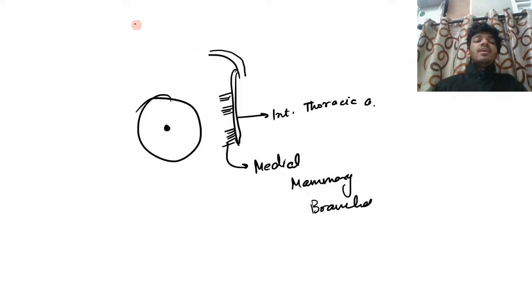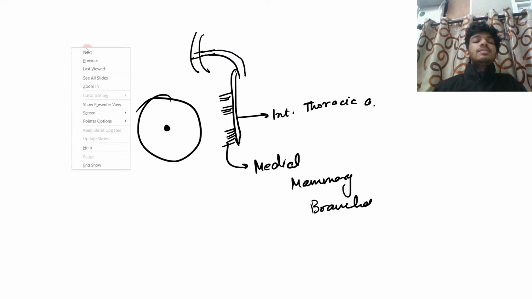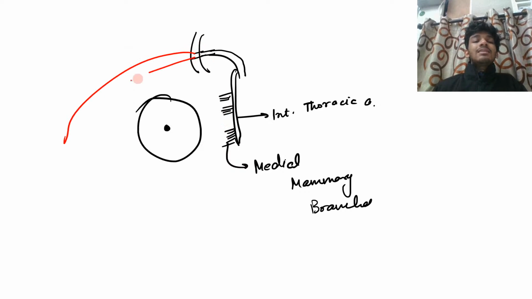Now this was your subclavian artery. The subclavian artery ends at the outer border of the first rib. That's where your axillary artery starts. So I'll take it from red, and that's your axillary artery.